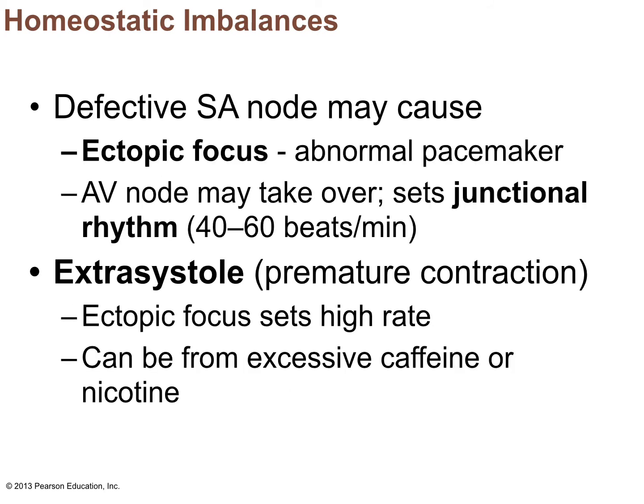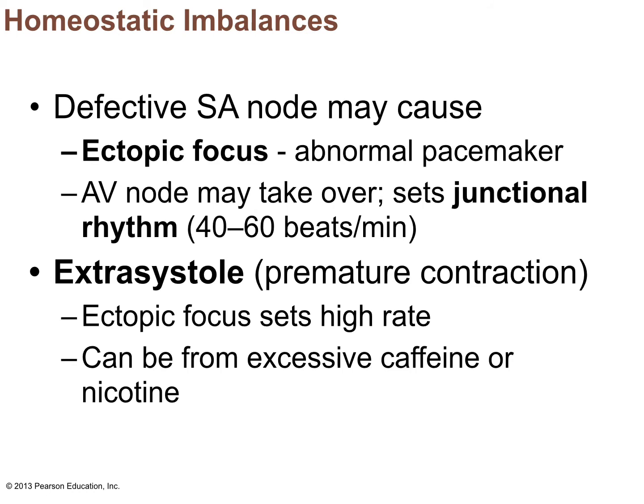Now, if you have a defective sinoatrial node, it could cause what we call an ectopic focus. An ectopic focus is an abnormal pacemaker. Remember, SA node is supposed to set the pace. If the AV node takes over, it sets what's called a junctional rhythm, which is a low heart rate. Now, low heart rate for an athlete is great, but low heart rate caused by a defective SA node or caused by an abnormal pacemaker is not healthy.